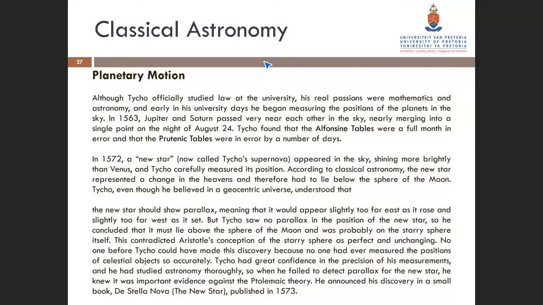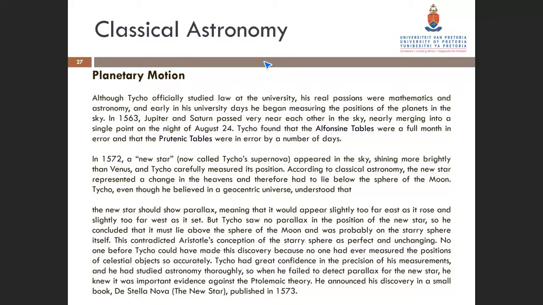Although Tycho officially studied law at a university, his real passions were mathematics and astronomy. And early in his university days, he began measuring the positions of the planets in the sky. In 1563, Jupiter and Saturn passed very near each other in the sky, nearly merging into a single point on the night of August 24. Tycho found that the Alfonsine tables were a full month in error, and that the Prutenic tables were in error by a number of days.